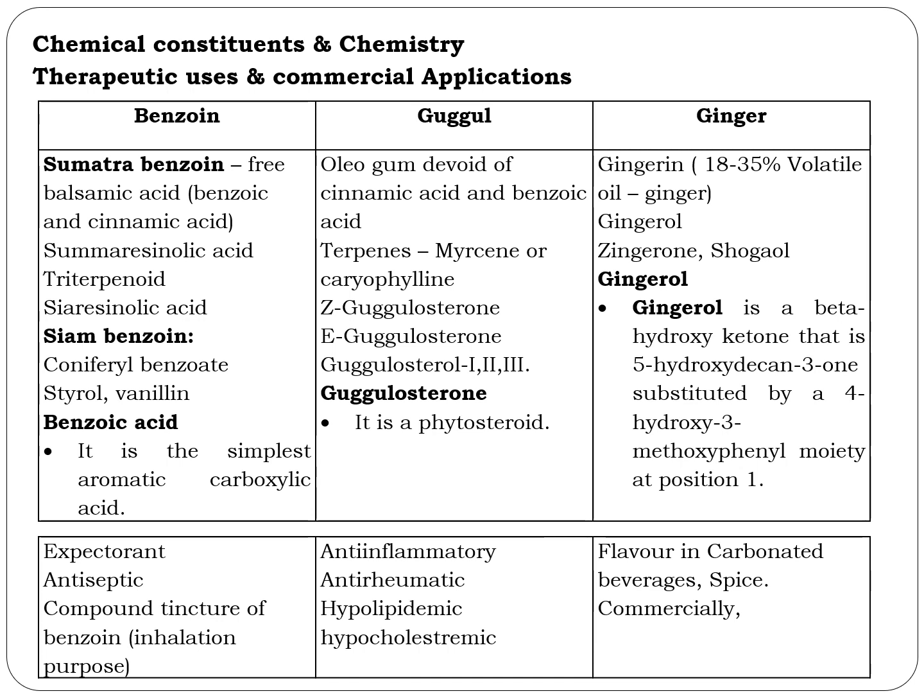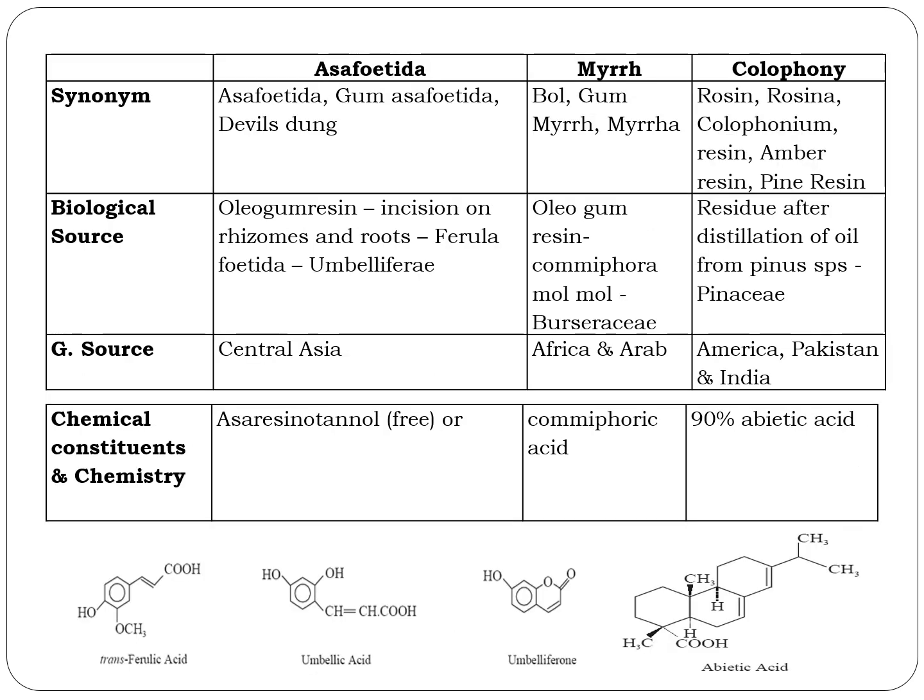Benzoin is used as an expectorant and antiseptic; compound tincture of benzoin is especially used for inhalation purposes. Guggul is used as an anti-inflammatory, anti-rheumatic, hypolipidemic and hypocholesterolemic. Ginger is used as a flavor in carbonated beverages, as a spice, and it is also used commercially. Let us see about the next three drugs.